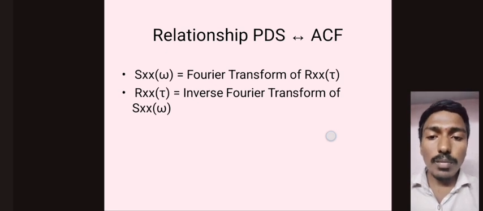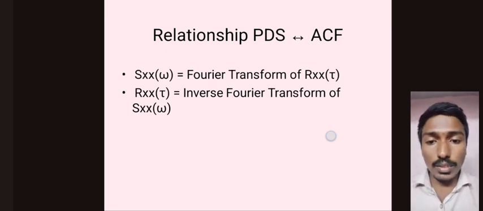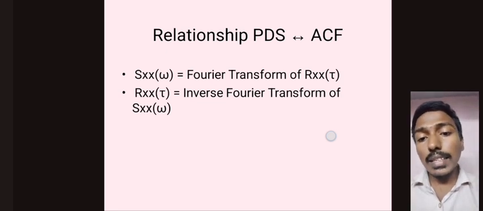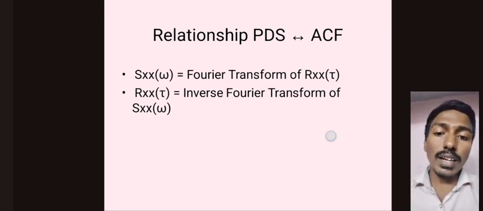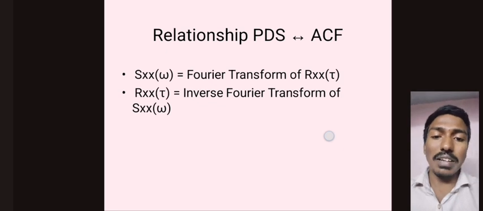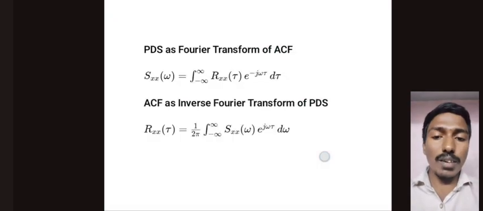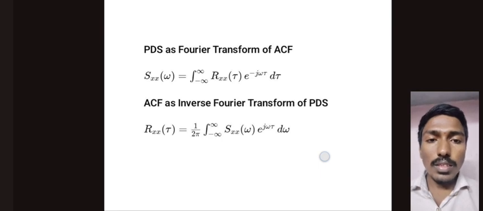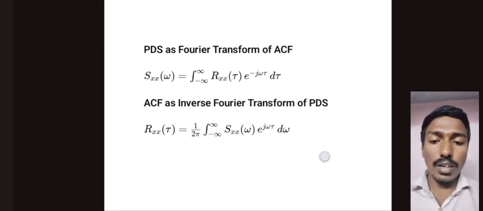So how can we find Rxx of tau? By the inverse Fourier transform of Sxx of omega, since these are Fourier transform pairs. So in the mathematical representation, PSD as a Fourier transform is Sxx of omega equal to the integral from minus infinity to infinity of Rxx of tau e power minus j omega tau d tau. Below, you can see the inverse Fourier transform.